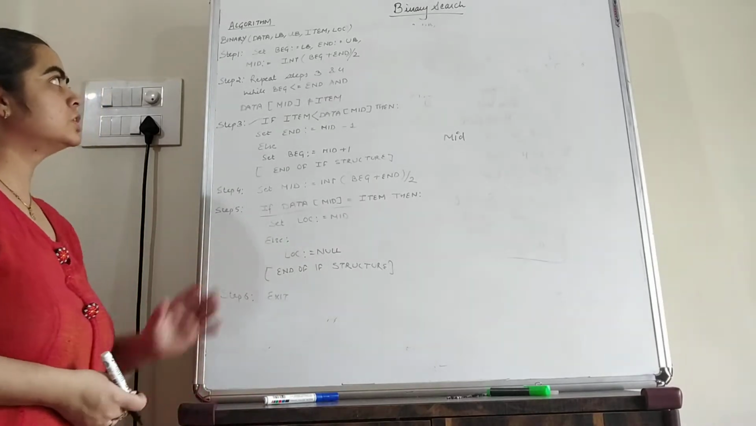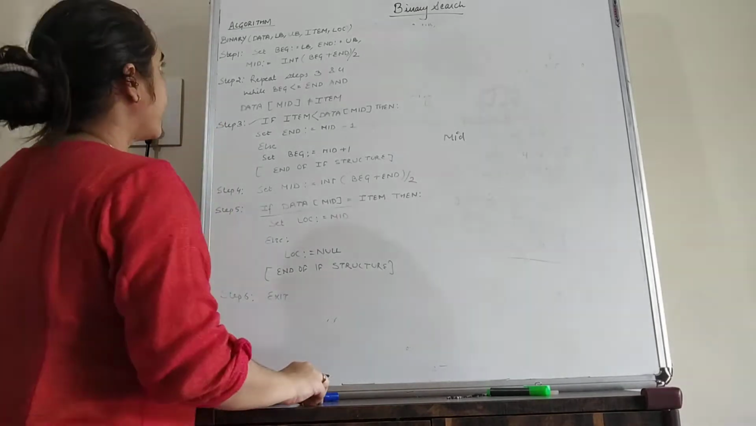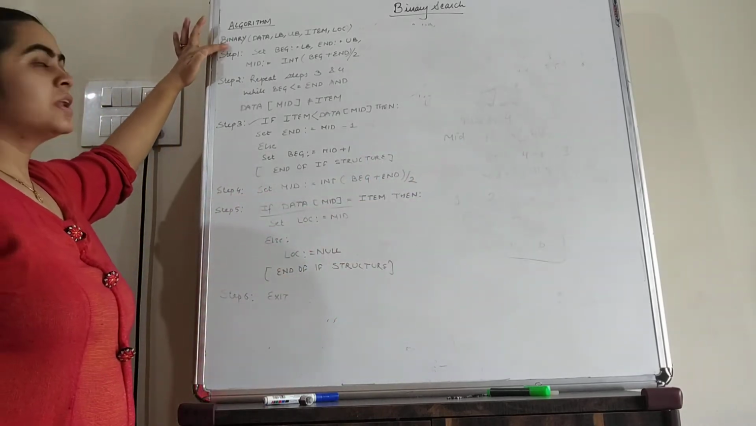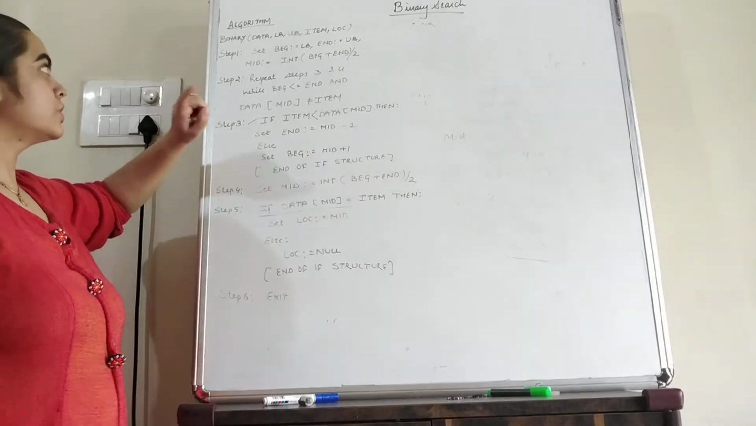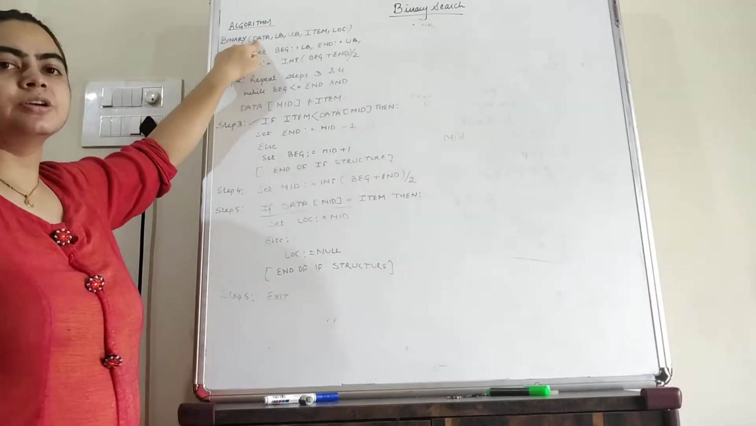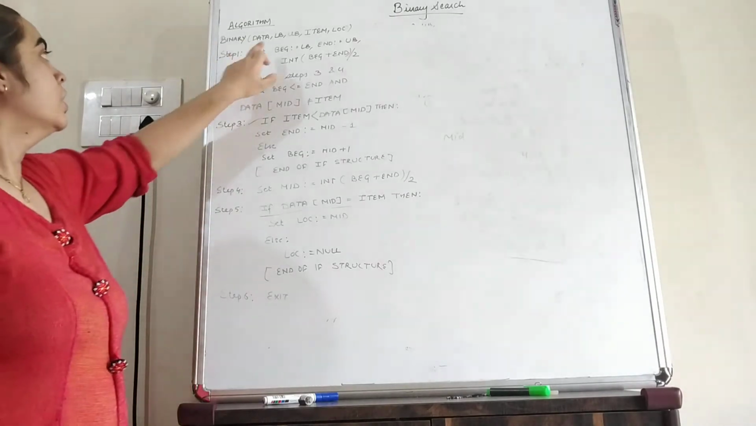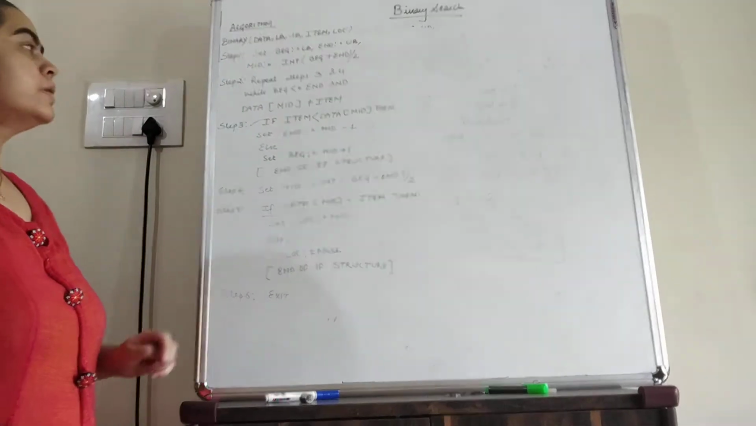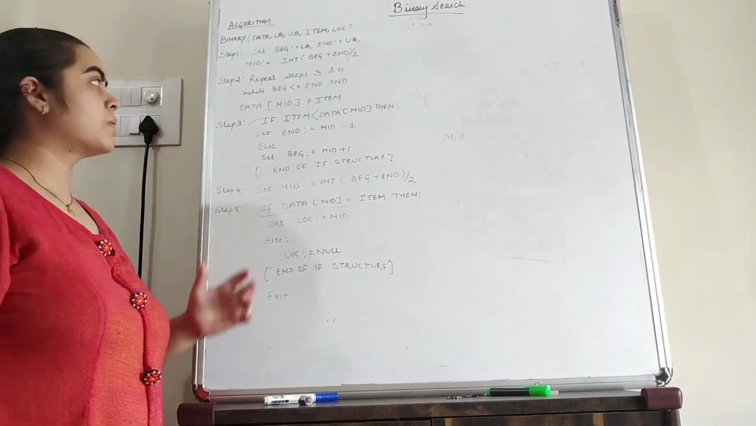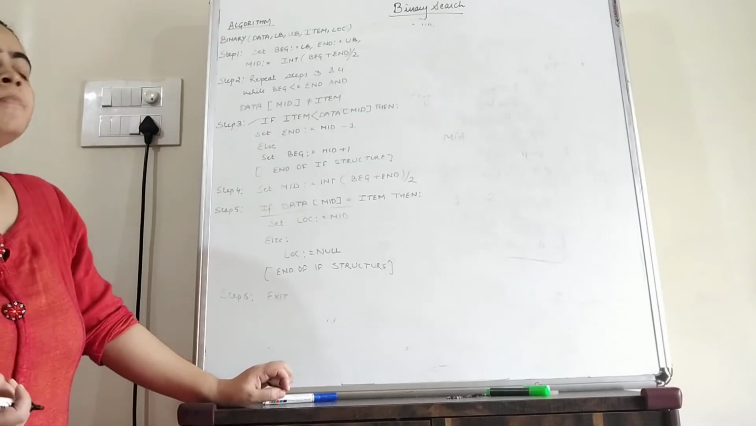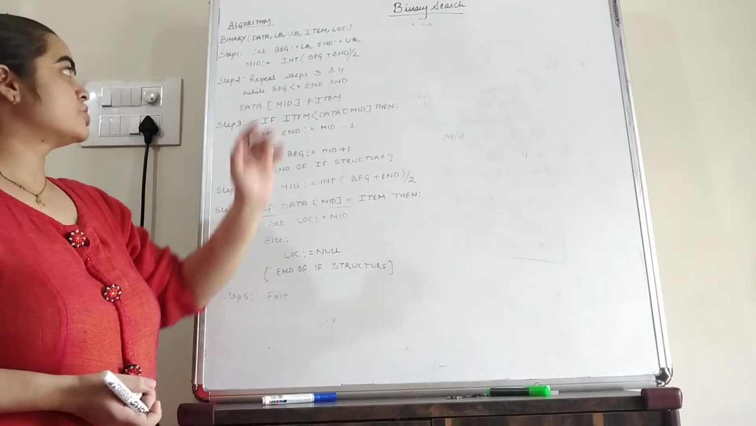Now students, this is the binary search algorithm that starts from this. So Binary is the name of the algorithm, and after this, Data means the sorted array from where we have to search the elements, then lower bound and upper bound. LB and UB stand for lower bound and upper bound. So lower bound is the starting position and upper bound is the last position of the elements.